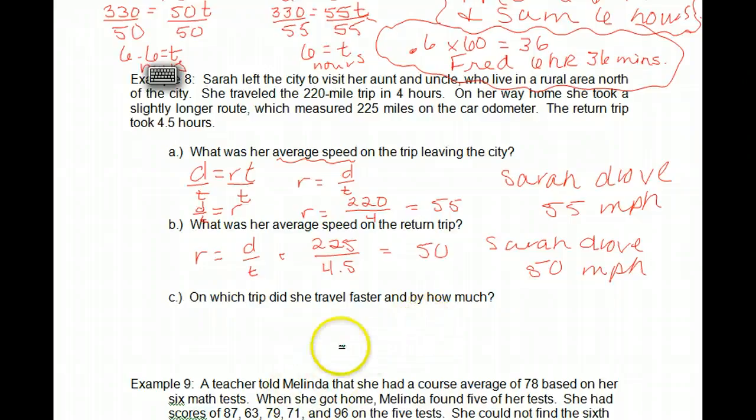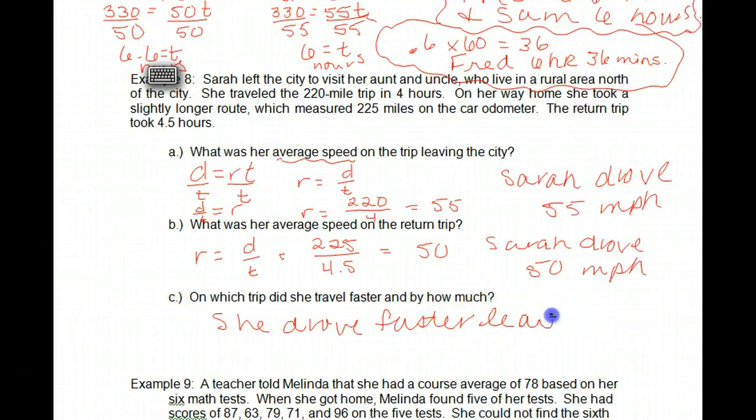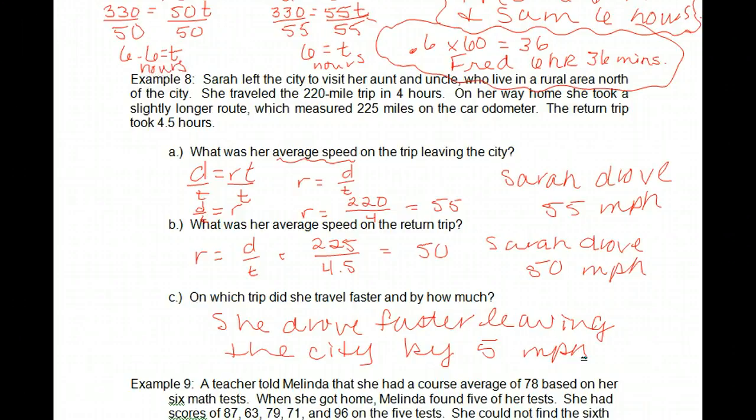So part C, on which trip did she drive faster and by how much? We can see that she drove faster leaving the city by 5 miles per hour. Because she drove 55 miles per hour, and on the return trip, she drove 50 miles per hour.